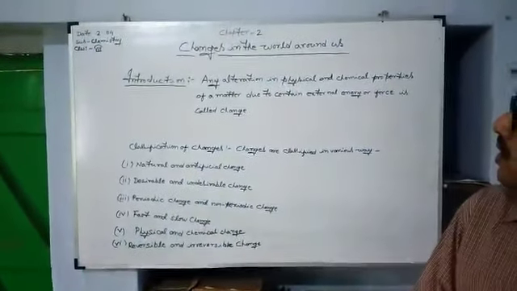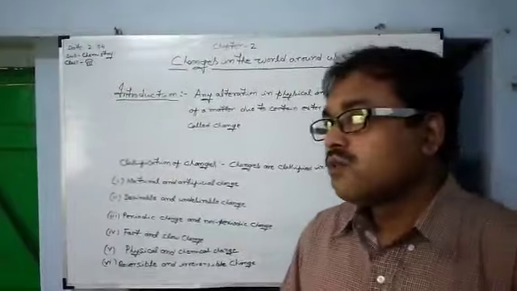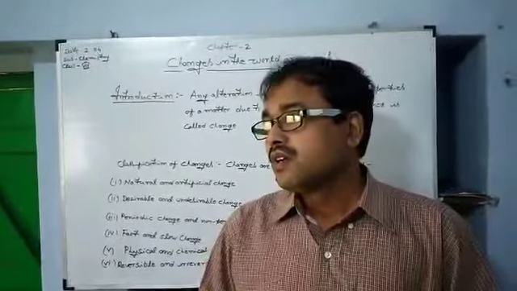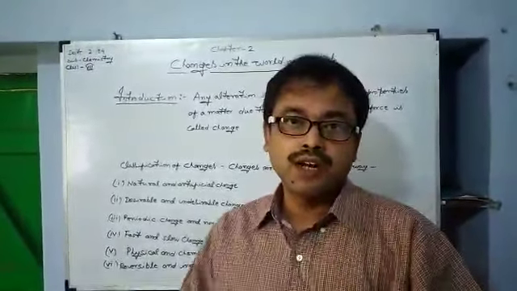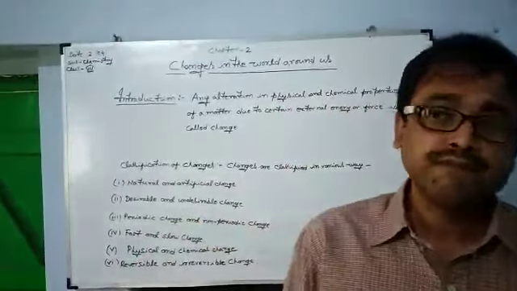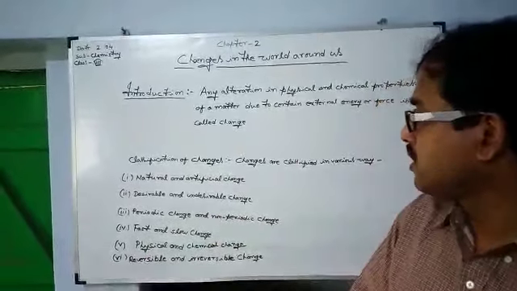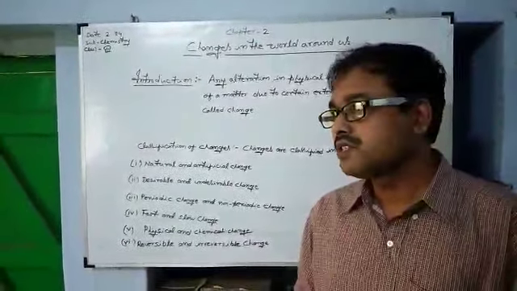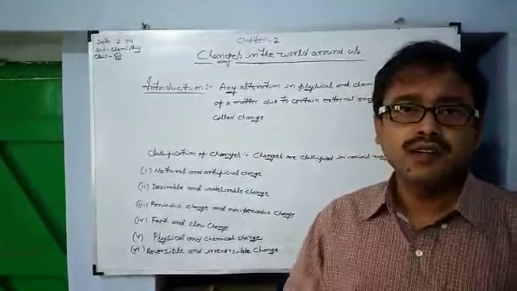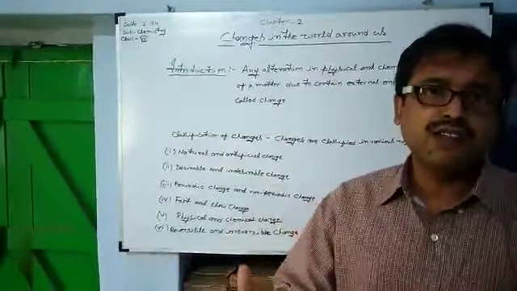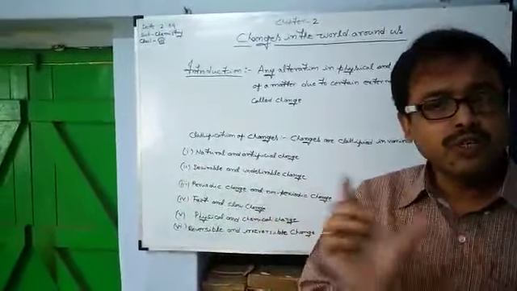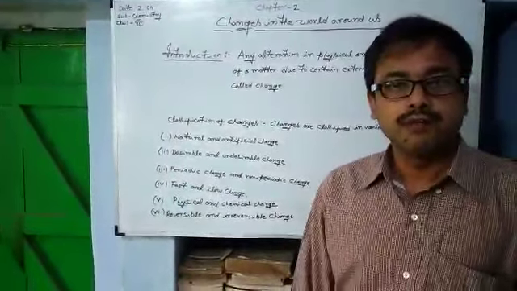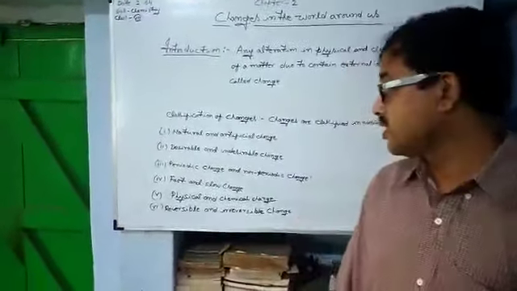Next is fast and slow change. We can also classify all the changes which occur in our surroundings on the basis of the duration in which they occur. On the basis of that, all changes can be classified into two categories, fast changes and slow changes. Now, what are fast changes? All those changes which occur very rapidly, in a very small period of time, are called fast changes. For example, burning of fuel and burning of food are examples of fast changes.